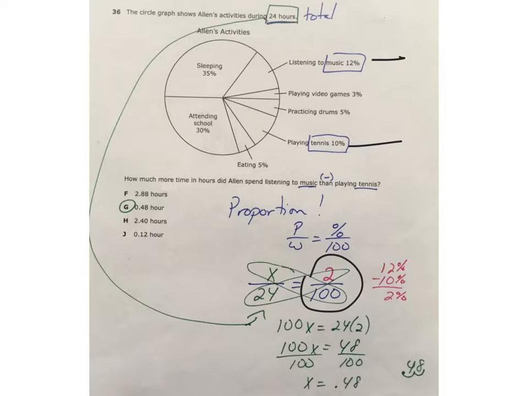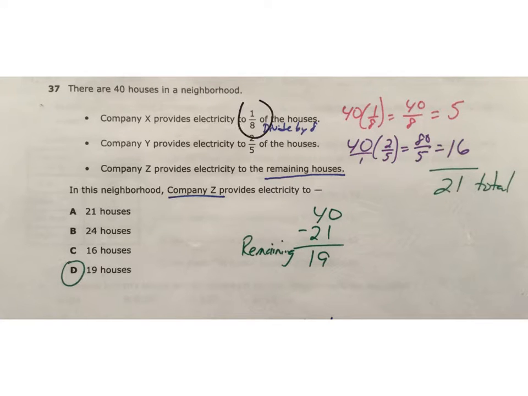So that is 2%. So you automatically write 2 over 100. Now the whole is the whole time, meaning total of 24 hours. It's right here. So the 100% is 24 hours, and they want to know the x, that 2% of time. Cross multiply and solve.